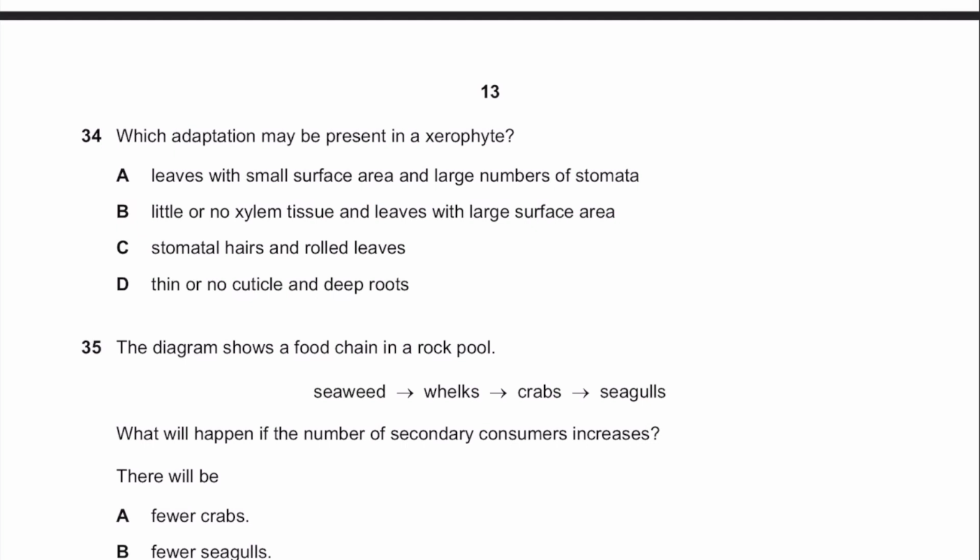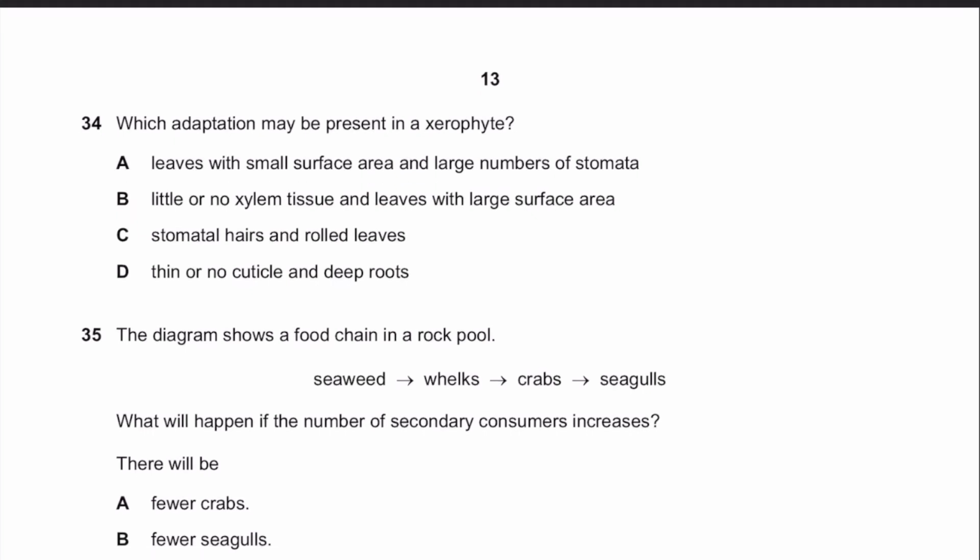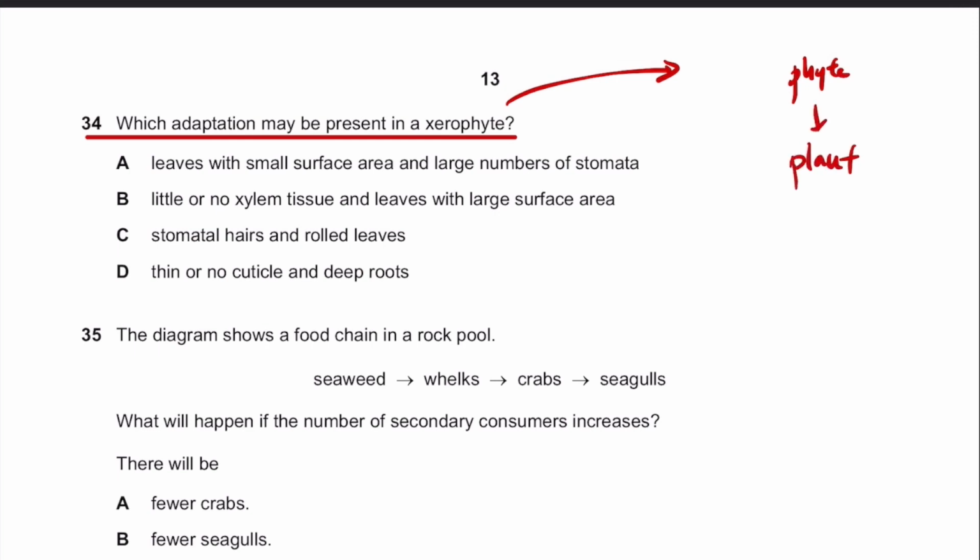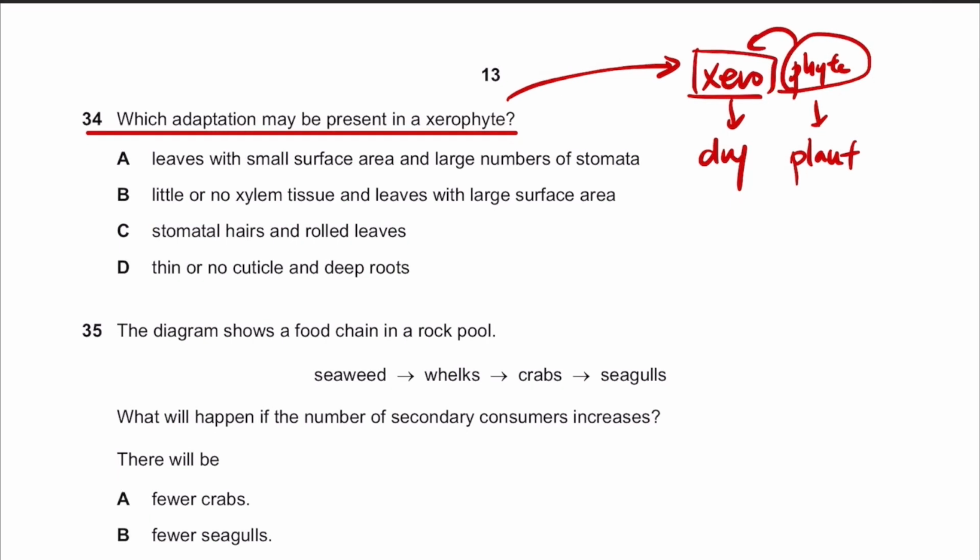Number 34. Which adaptation may be present in a xerophyte? Xerophyte, the word phyte means plant, and the word xero means dry. So xerophytes are the plants that live in very dry areas. And in this case, we're going to talk about the marram grass.